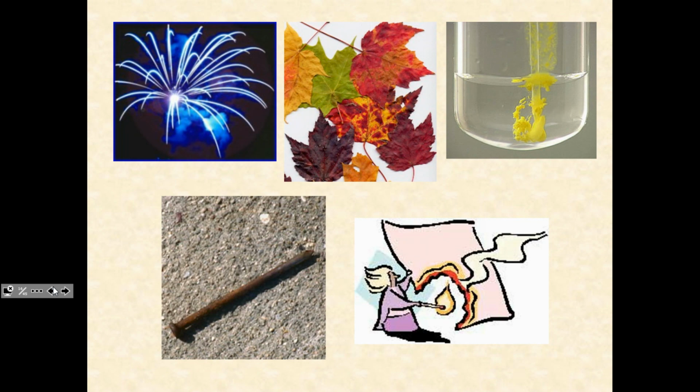Iron nail. You've seen that it's left outside and it starts to rust. Rusting, or what we call oxidation, is a chemical change. And then burning. Anytime you have something that's burning or combusting, that would be a chemical change.